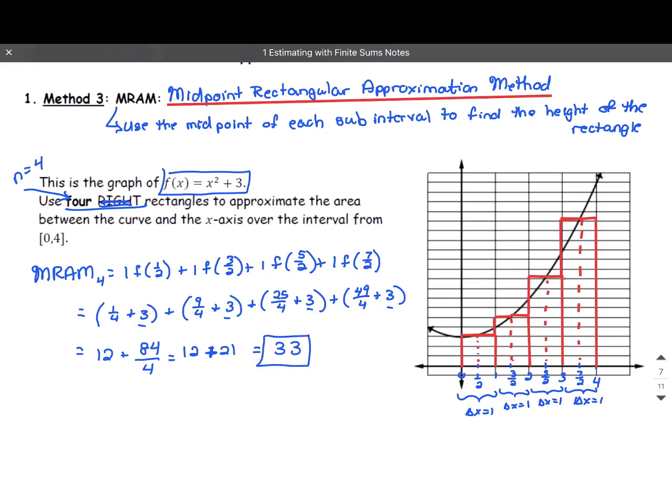And notice that 33 is between the LRAM of 26 and the RRAM of 42. It is not always going to be a perfect average, but it is going to be somewhere in between there. And notice we have some area that we didn't measure, but some that we did. Some that we didn't, some that's too much. A little bit on both sides, but it is definitely a closer approximation. What's another way we could get a better approximation?